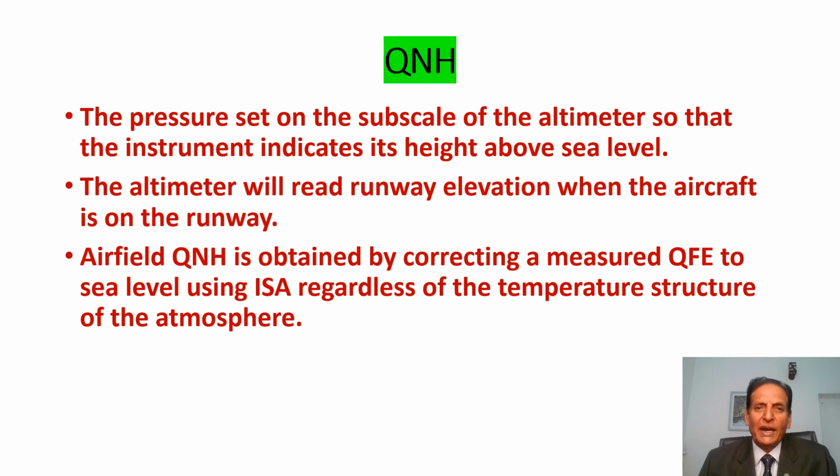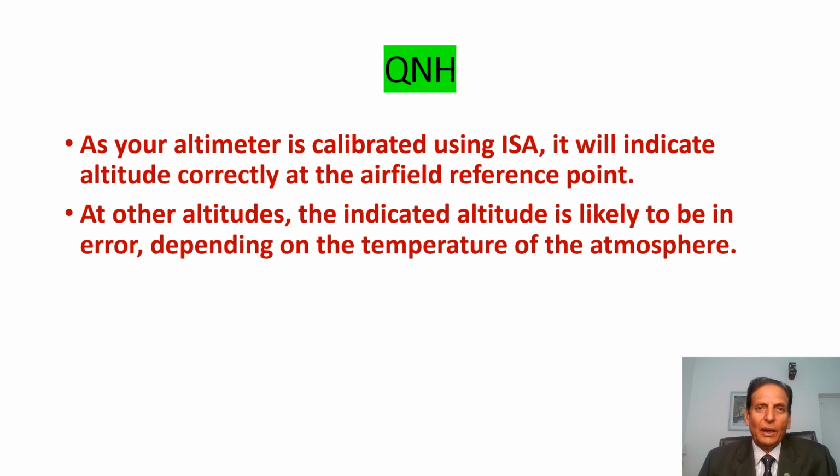Airfield QNH is obtained by correcting a measured QFE to sea level using ISA, regardless of the temperature structure of the atmosphere. As your altimeter is calibrated using ISA, it will indicate altitude correctly at the airfield reference point. At other altitudes, the indicated altitude is likely to be in error depending on the temperature of the atmosphere.